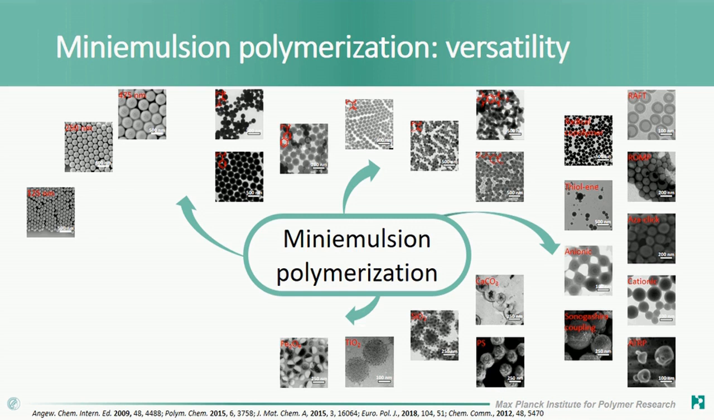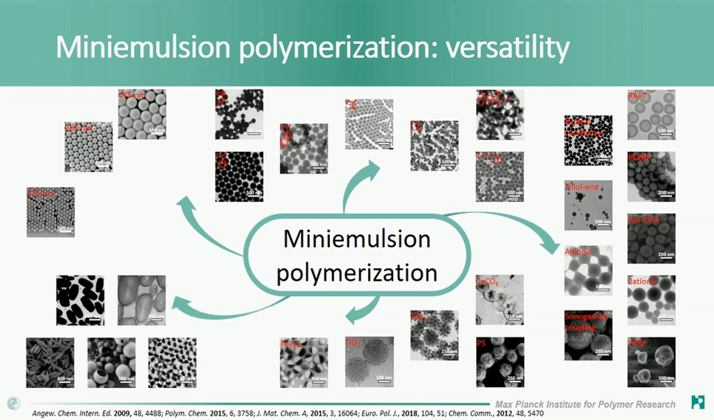Another very interesting feature of miniemulsion for me is that we could encapsulate things. We could encapsulate small molecules, and we could encapsulate particles. We could encapsulate smaller polymer particles and bigger polymer particles. We could encapsulate magnetic iron oxide and polystyrene. We could encapsulate a variety of different organic and inorganic compounds. And the efficiency of encapsulation using miniemulsion is unmatched by any other polymer-based technology.